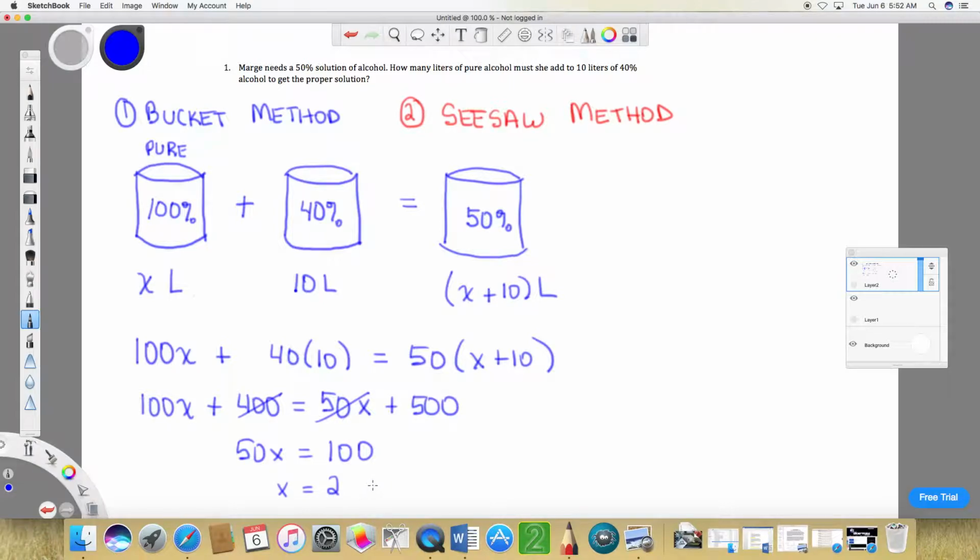Now, we don't want to just say that our answer is x equals 2. We need units. Well, the x represented a volume, it represented liters, and it represented liters of pure alcohol.